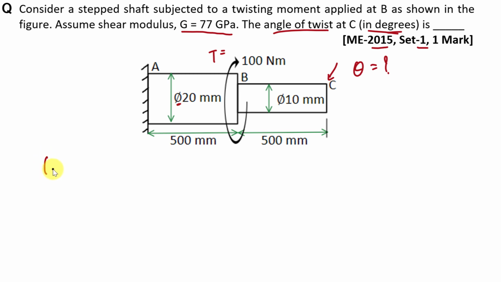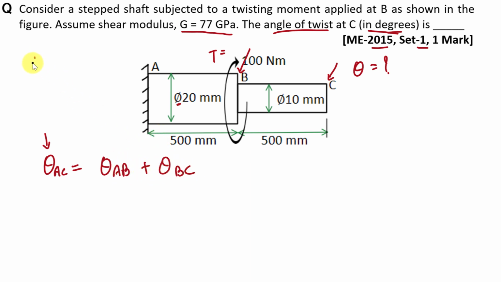So actually we have to find out theta AC. Now see here you can directly solve this question because here twisting moment at B point and C point will be same. Why? Because there is no twisting moment applied in this BC part, right? We can say that this theta AC is angle of twist of this C with respect to A. And we know that theta AC is equal to theta AB plus theta BC.